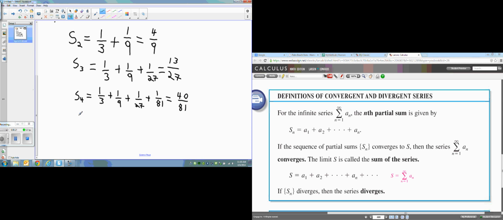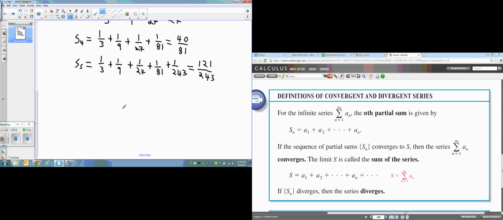Let's see if it works for the next one. S5, the fifth partial sum, would be 1/3 plus 1/9 plus 1/27 plus 1 over 81 plus 1 over 243. So this seems to be 121 over 243. It works again. Let me see if I can figure out a way of describing that.